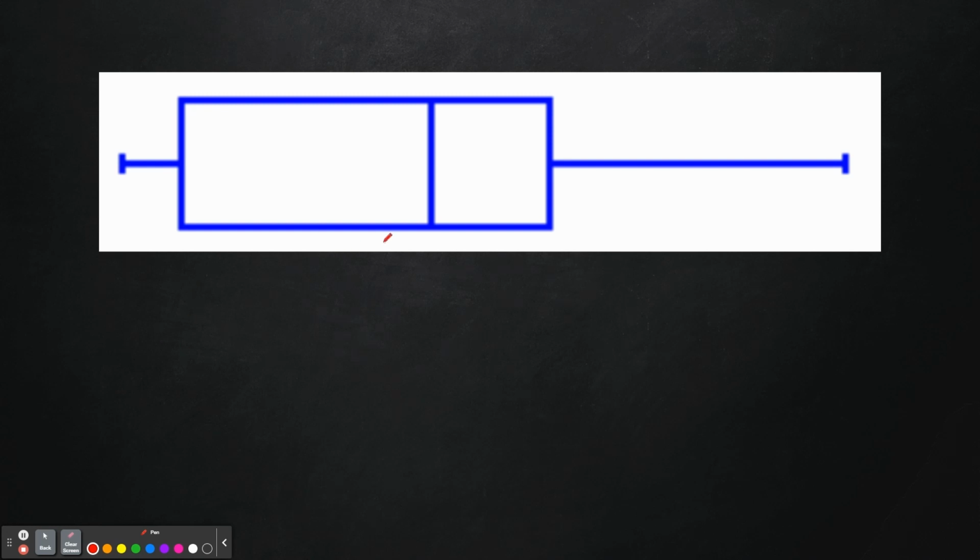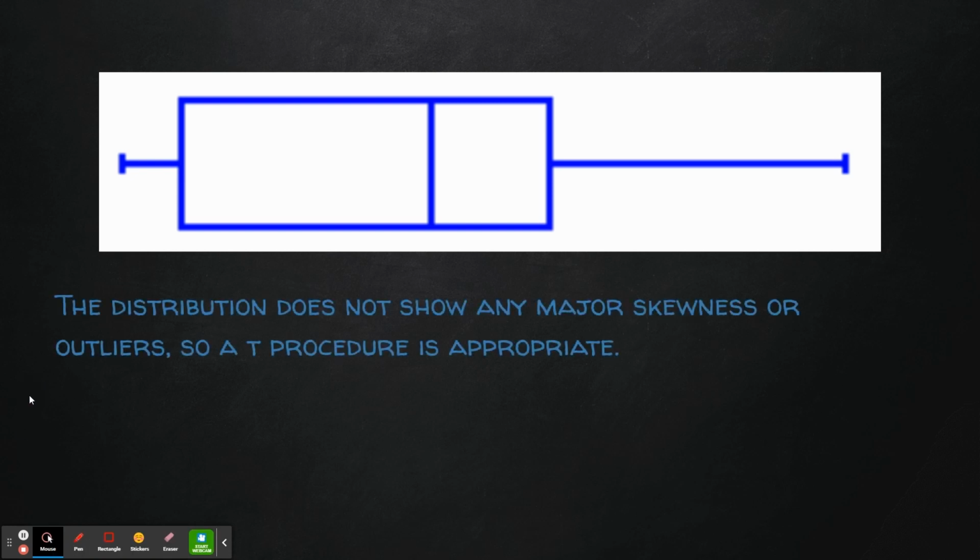A box plot here, and you'll note that we have kind of a big square here in the second quartile, and we have kind of a big whisker to the right here in the fourth quartile, but overall, no major skewness together and no outliers. So we can make a statement that the distribution does not show any major skewness or outliers, so a T procedure is appropriate. Now, I will point out that if this square here was moved over, so like this was the median here, and we had a large square and a large whisker on the same side of the box plot, then a T procedure would not be appropriate.